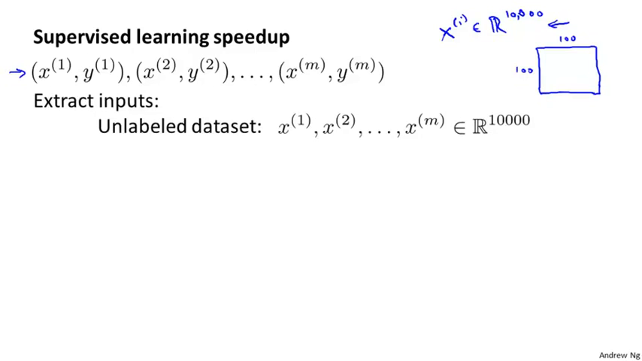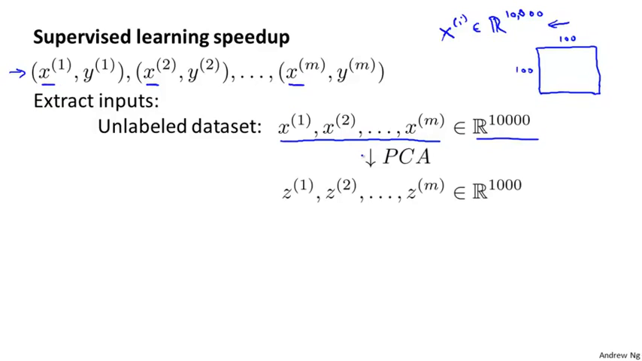We're going to first take our labeled training set and extract just the inputs. So we're just going to extract the x's and temporarily put aside the y's. So this will now give us an unlabeled training set, x1 through xm, which are maybe 10,000 dimensional examples that we have. So just extract the input vectors x1 through xm. Then we're going to apply PCA, and this will give me a reduced dimension representation of the data. So instead of 10,000 dimensional feature vectors, I now have maybe 1,000 dimensional feature vectors. So that's like a 10x savings.